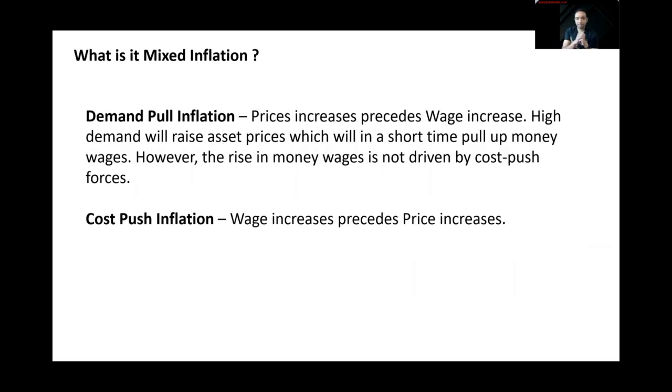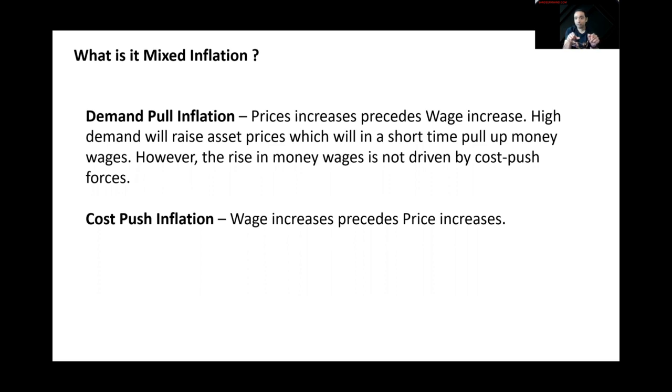What is mixed inflation? Now, we spoke about demand pull inflation and cost push inflation, two factors. There could be a mixed inflation possibility, right? Now, it can go in a concerted manner. So, demand pull inflation is where price increases precede wage increases. High demand will raise asset prices, causing an asset bubble, which will in a short time pull up money wages. However, the rise in money wages is not driven by cost push forces. So, in demand pull inflation, it is not driven by cost push forces like money wages alone.